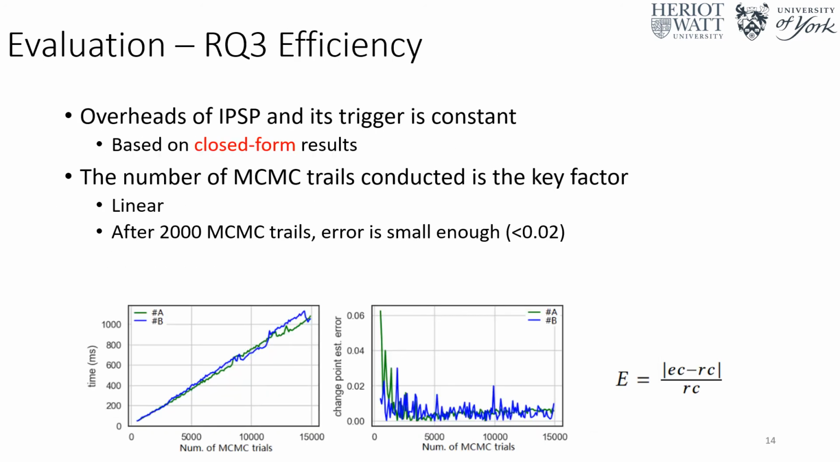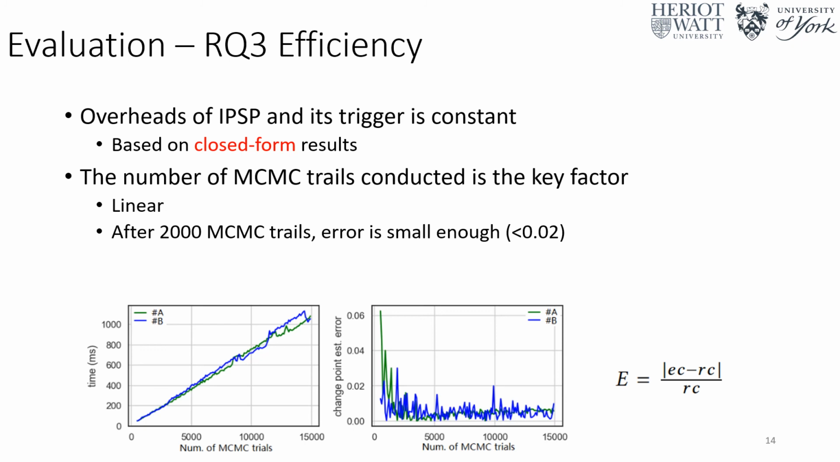Here we study the overheads of our iCPD approach. First, we know that the computational cost of the IPSP estimator and its trigger is constant time and can be ignored, since they are all based on simple closed-form results that we have shown in the paper. And the only bottleneck factor of our iCPD efficiency is the number of MMC trials conducted when determining the posterior distribution of the change point.